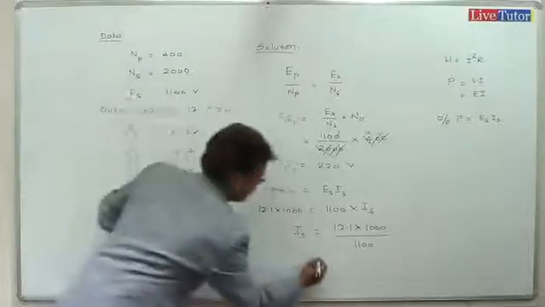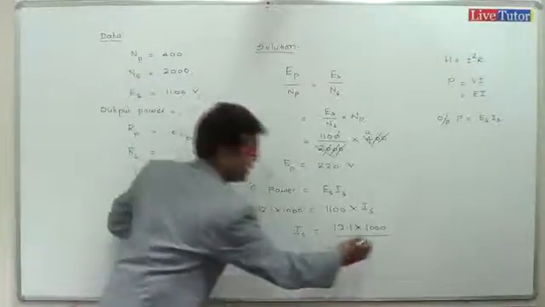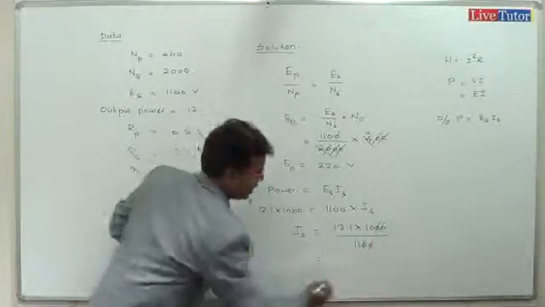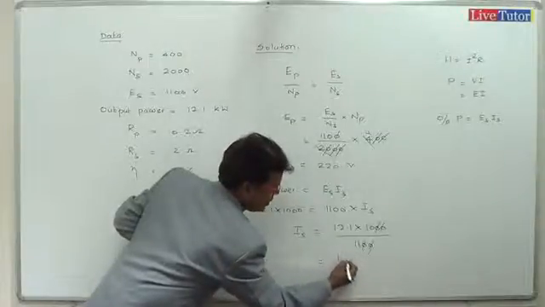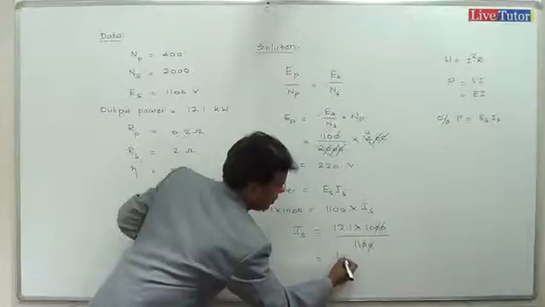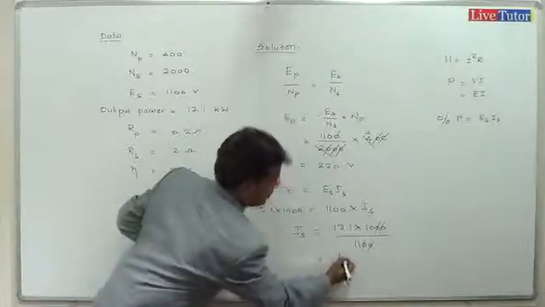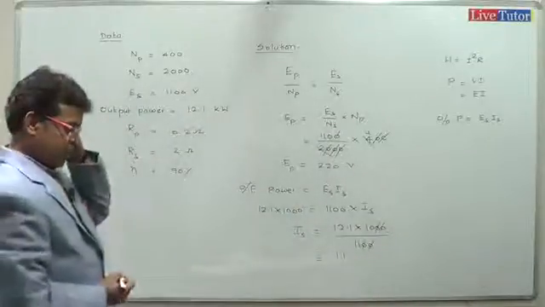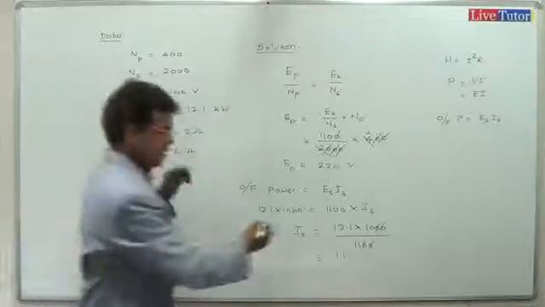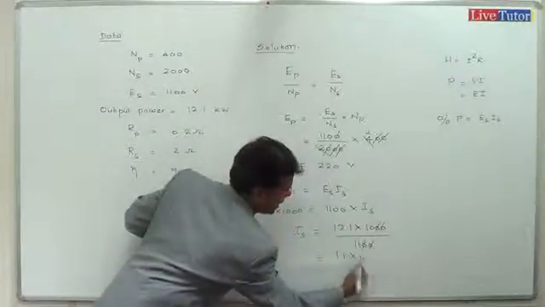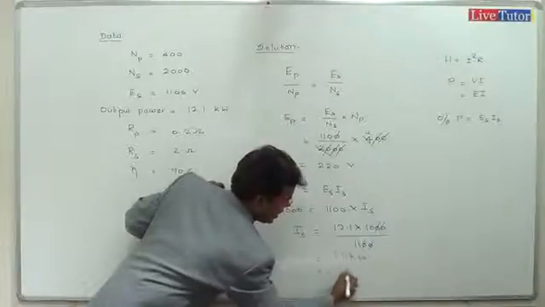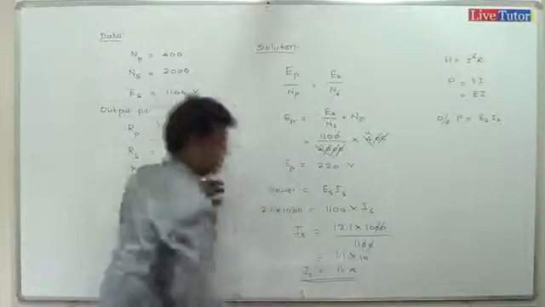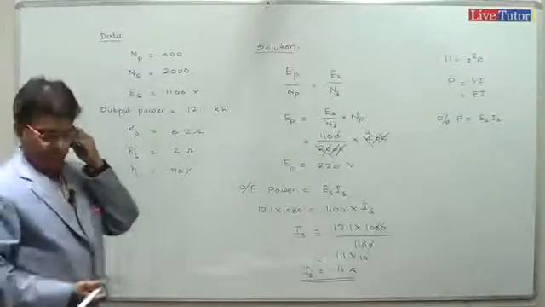Okay, calculate it now. Simply you can strike it out. 11 11s are 121, that is 1.1 into 10. You can strike out this and write it as 10. So 1.1 into 10 is 11 amps. So IS is 11 ampere, right?